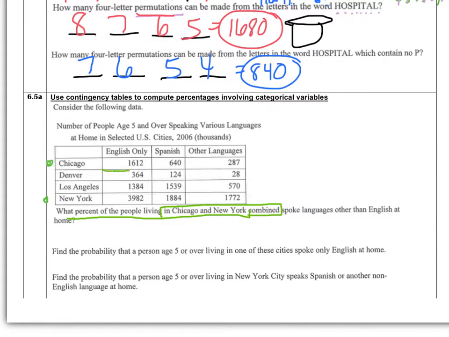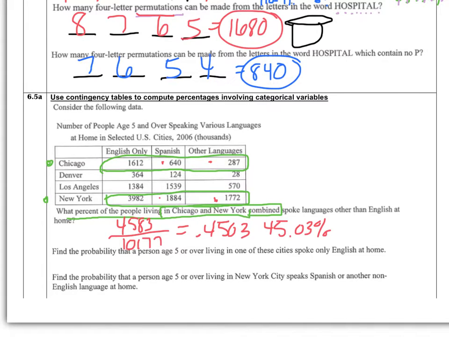That's the group that we're looking at. So what you want to do is tally up all of these pieces of data. Those 6 pieces of data are going to be the bottom of your fraction here. On the top of the fraction, it says they spoke languages other than English at home. Those that spoke other than English would have been Spanish and the other languages. So the 4 red dots go on the top. When you do that, here's what you get. The 4 red dots total 4,583. The 6 numbers total 10,177, which simplifies to about 45.03%.